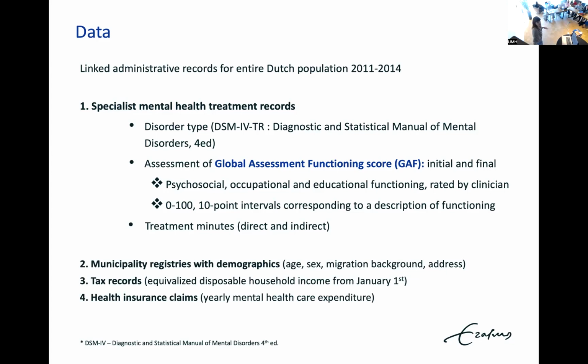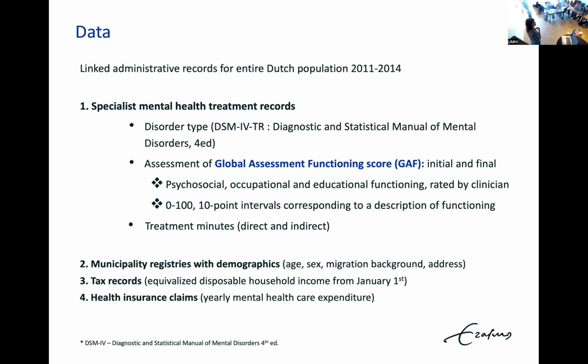And then we link this data to 3 other sources. Municipality registries: we have to be registered at an address, and that's usually the source of data that we start from when we are using microdata. And there we get age, sex, gender actually, migration background, and the address of the person. We link it to tax records as well, and here is where we get our main measure of income, which is equivalized disposable household income at the beginning of the year.